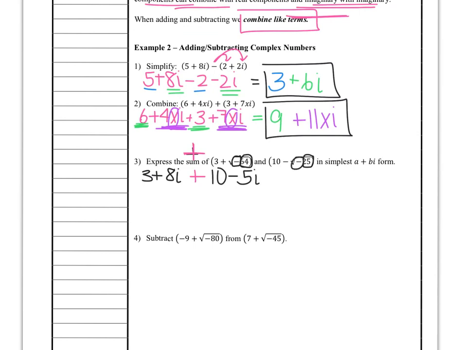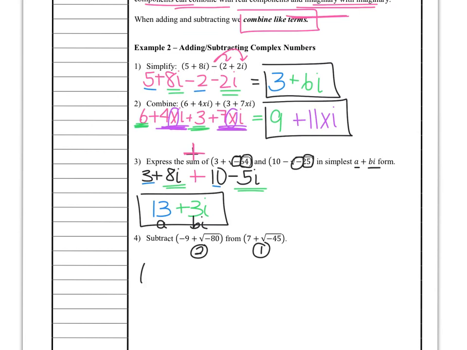And then combining like terms. So 10 plus 3 is 13. And then 8i minus 5i is plus 3i. And it's in simplest a plus bi form, where we have our a term and our bi term. All right, the next one says subtract this first thing from the second thing. So be careful how you write this. Subtract this from this. So the 7 plus square root of negative 45 has to come first. And then subtract means obviously subtract. And then the second term, negative 9 plus square root of negative 80.